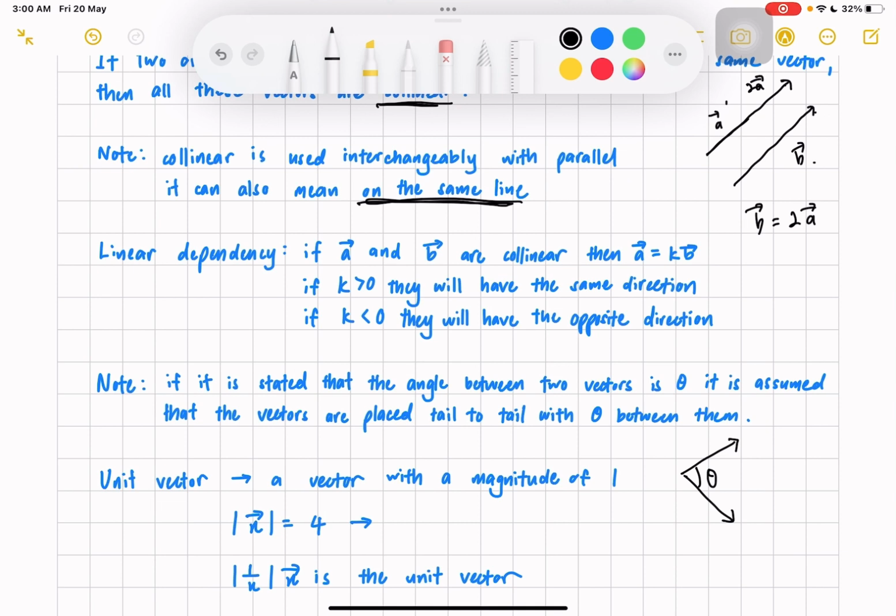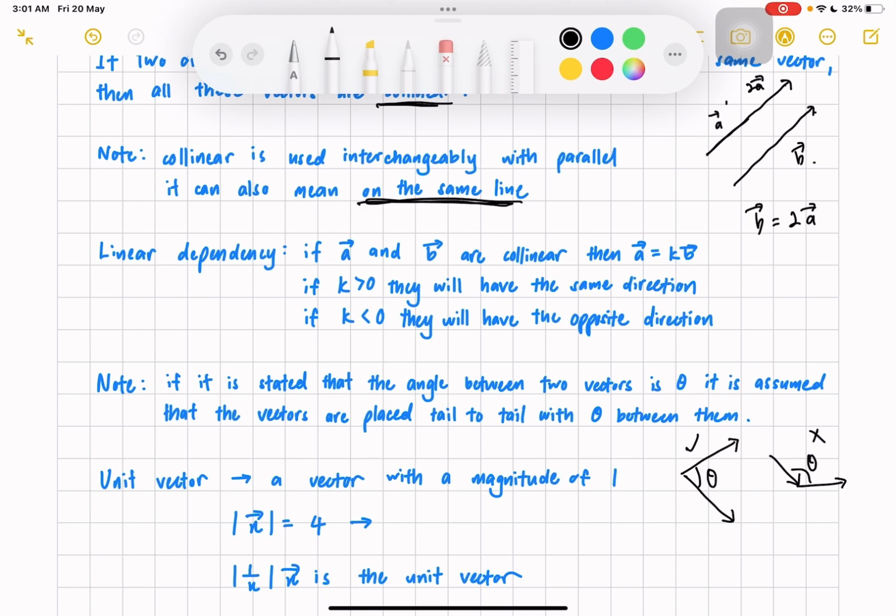If you recall, this is the tail to tail method of adding vectors. And it is not assumed that the vectors are arranged like this. So no, this is incorrect, because it is assumed that the vectors are arranged like this always, to create some consistency. Now, moving on to unit vector.